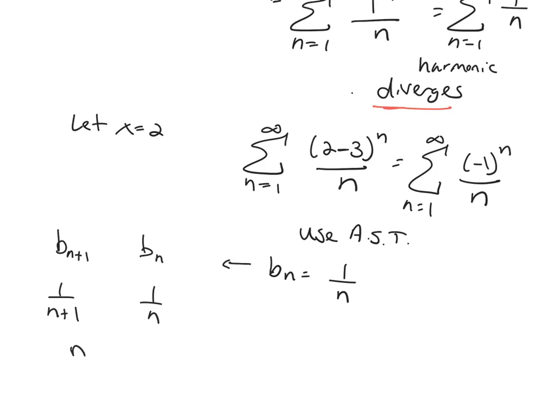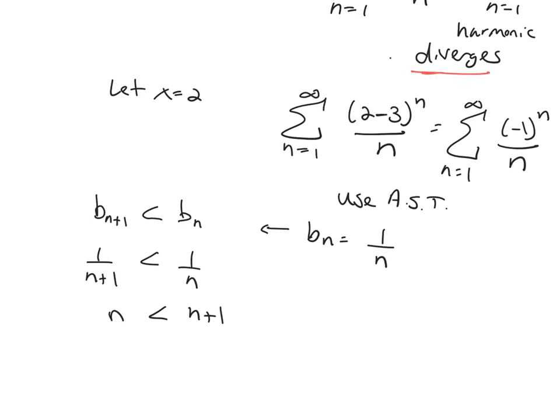Which one of these is bigger? I'm going to cross multiply. So the one on the right is bigger. So I've showed that this is a decreasing sequence. Check. That was the first thing I need to check. And then the second thing I need to check is that the limit of Bn is 0, which it is. Okay.